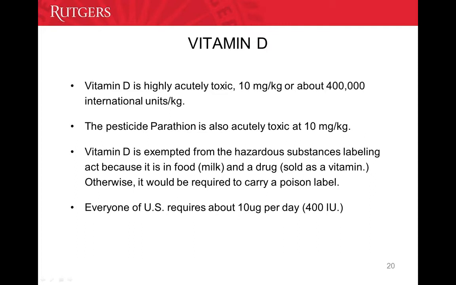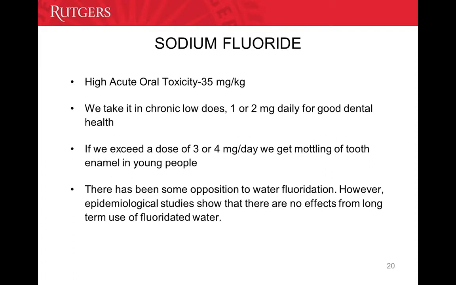Now, vitamin D is exempt from hazardous substance labeling because it's in food, it's in milk, it's sold as a drug, as a vitamin supplement. But if it wasn't, if we were just starting de novo with this chemical, it would in fact carry a poison label. Now, to stay healthy, you need about 10 micrograms per day, the average person. That's about 400 international units, as opposed to the toxic level of 400,000 international units per kilogram.